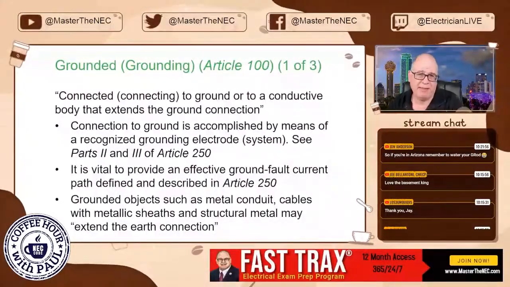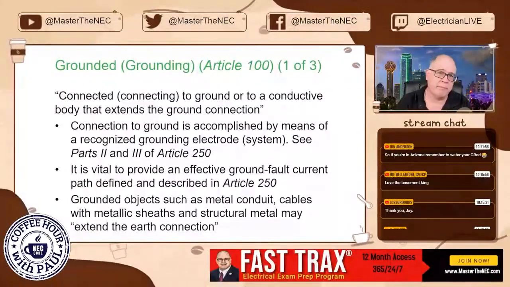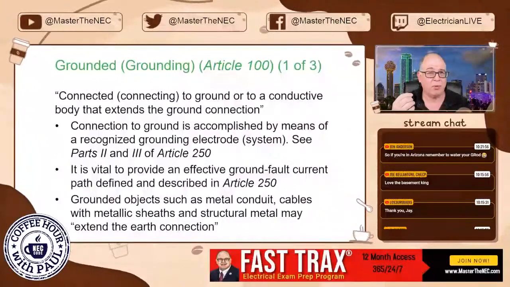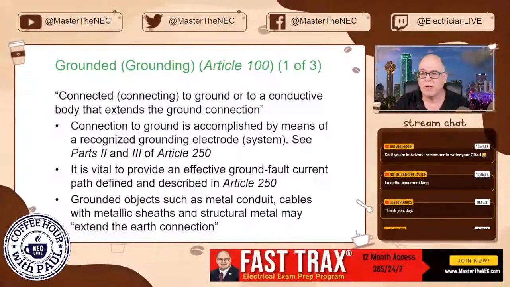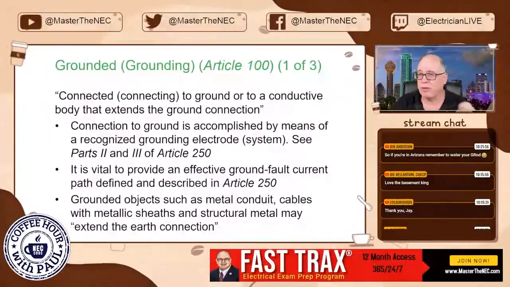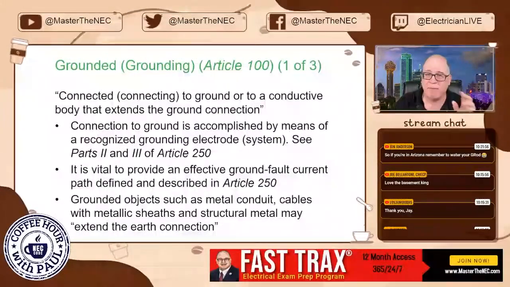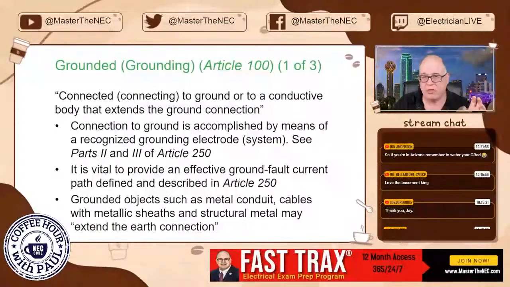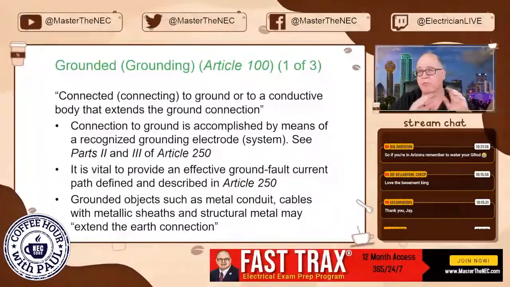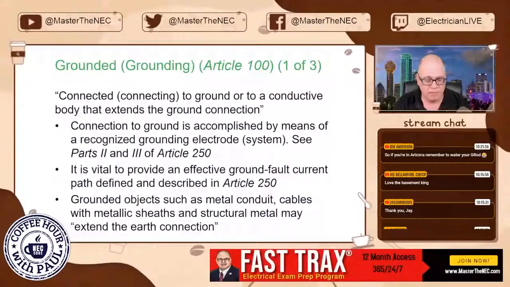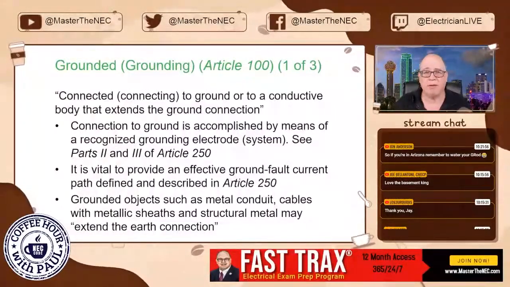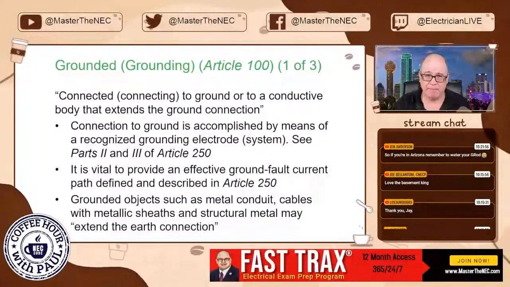Now, in my Fast Tracks program, the Fast Tracks Black, which is what we use for exam preparation or to teach people the National Electrical Code in general, I have some questions that we talk about this, and I have people that will leave off the word effective, and they'll just say ground fault current path on one of the questions, and we always mark it wrong because I need you to understand that an effective ground fault current path doesn't happen accidentally.